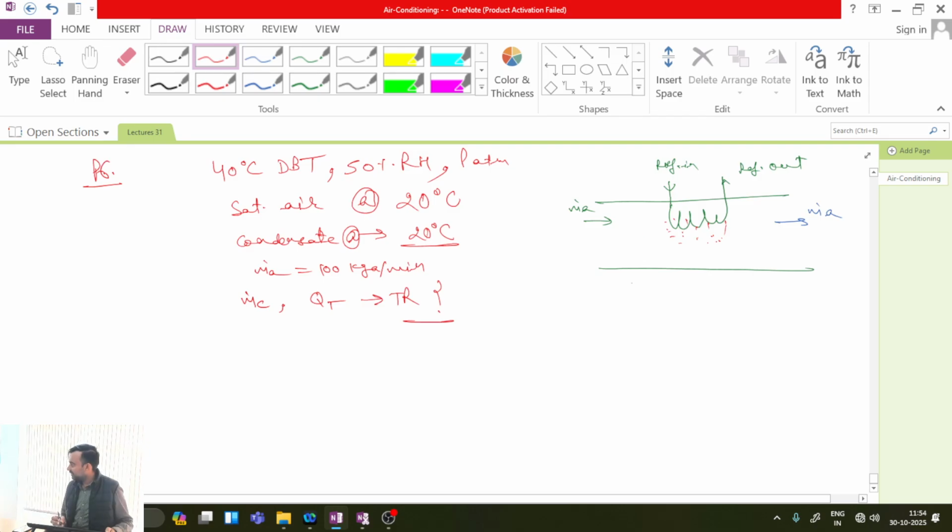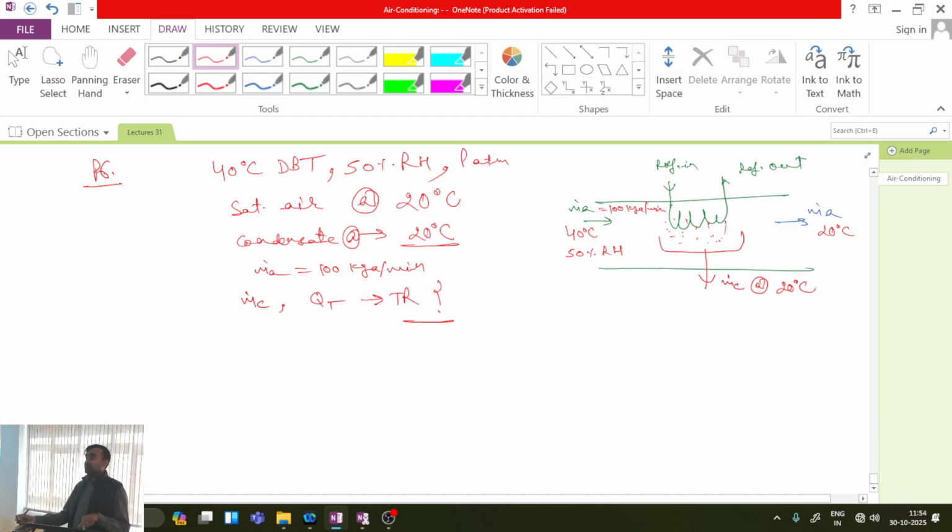It is given in the question that condensate is forming. And at the bottom we are collecting this condensate, and m dot C we are taking out at 20 degrees Celsius. This is also at 20 degrees Celsius. This is at 40 degrees Celsius and 50% RH. And m dot A is 100 kg of dry air per minute. So this is the problem. You have to calculate the condensate rate and tons of refrigeration. Tell me this in the next class.